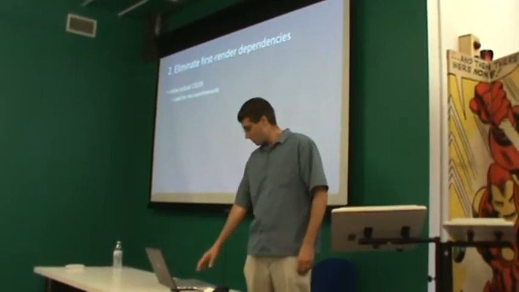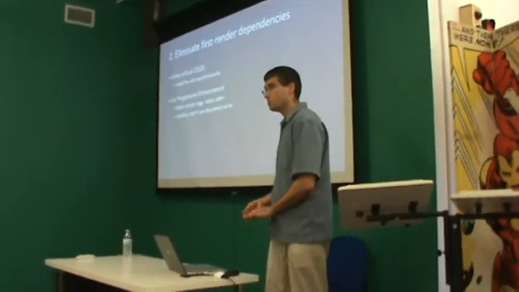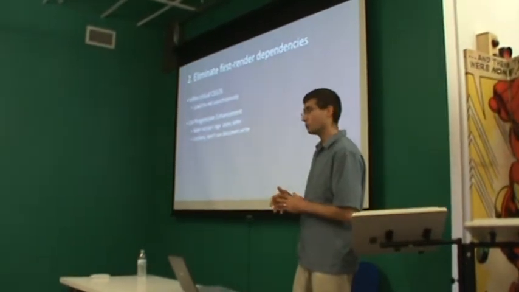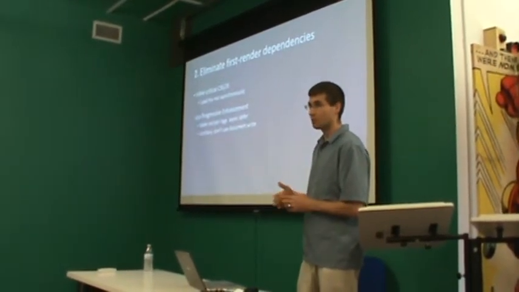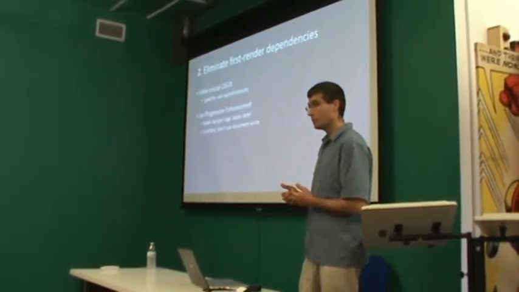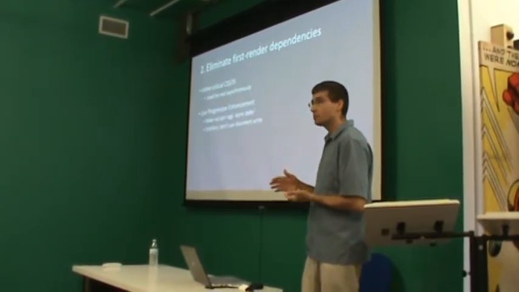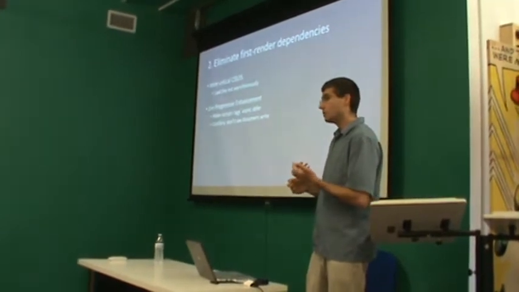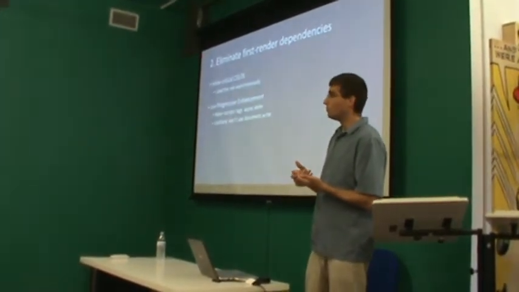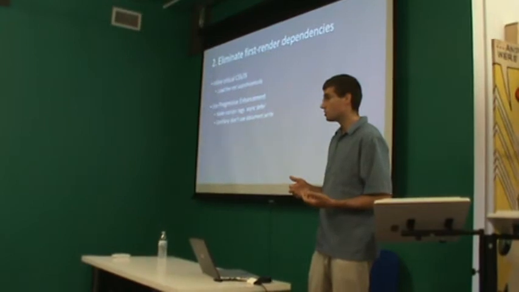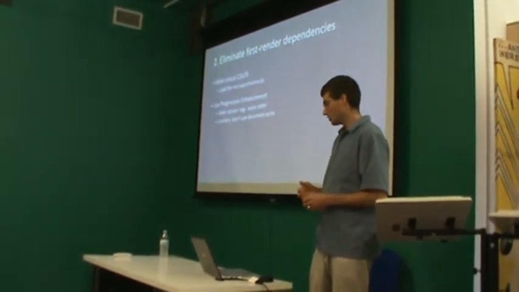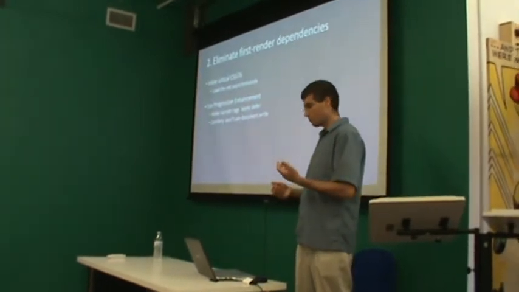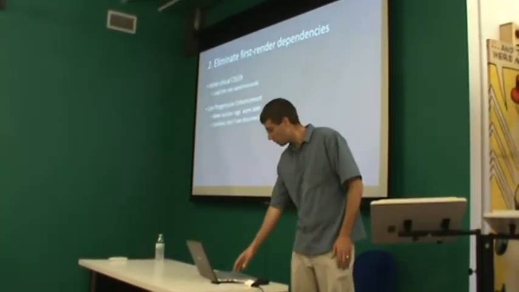Okay, we'll have an example for this one. Eliminate first vendor dependencies. So we saw when we walked through all the resources that are downloaded by a page, all the stuff that has to happen before anything is shown on the screen. Well, if those are in external files, then they can take a long time. So if you inline the bare minimum of the CSS and the JavaScript needed to display the page, then stuff will load really fast. And progressive enhancement helps with this as well.